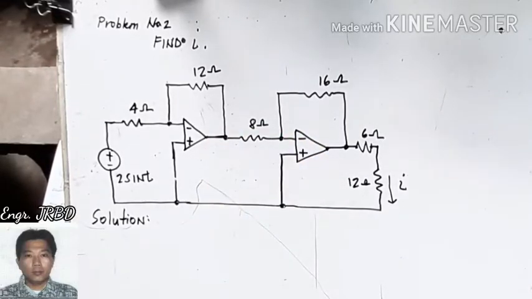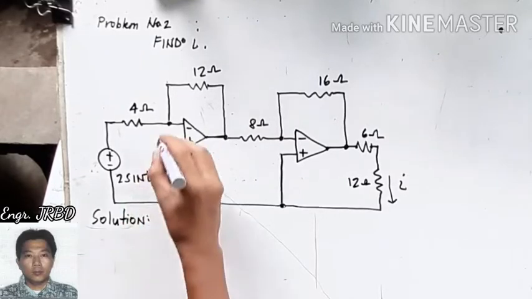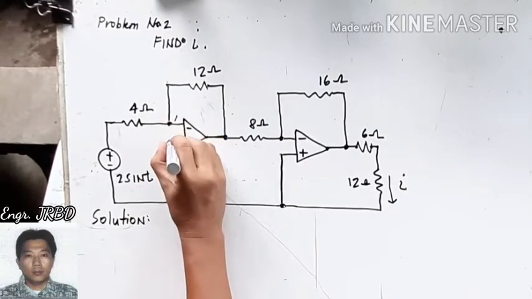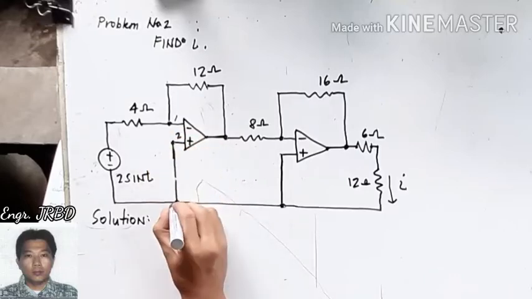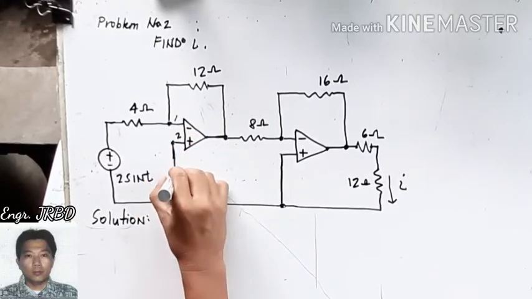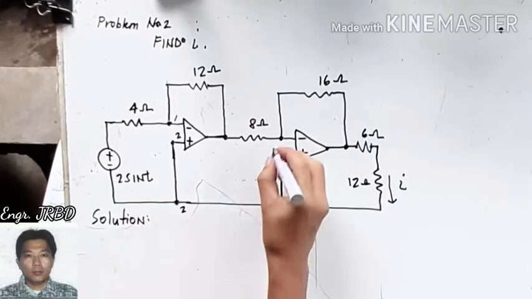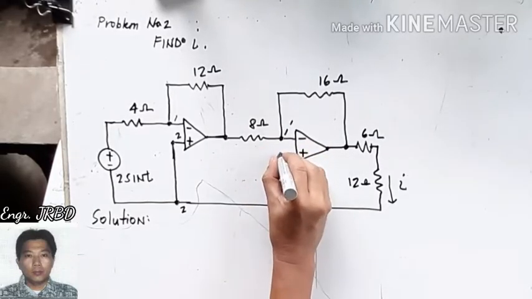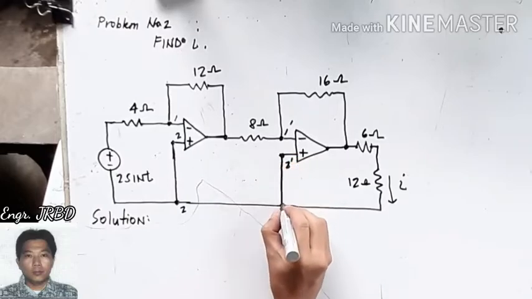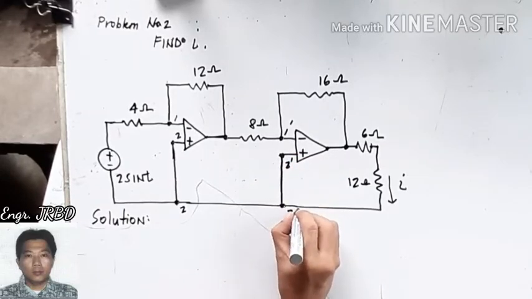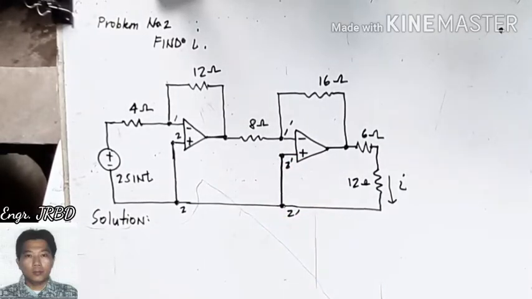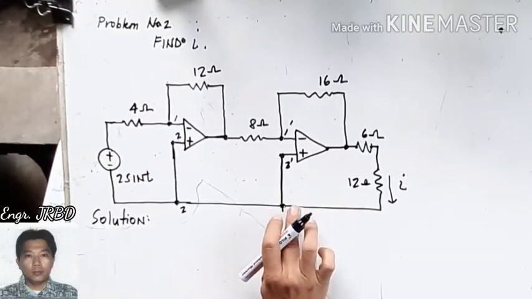Let us try to mark your terminals. This is terminal 1, terminal 2, this is terminal 2, this is also your terminal 2. Okay? This is your 1 prime, we have there your 2 prime, then our terminal 2 prime. Okay, this is our ground connection.